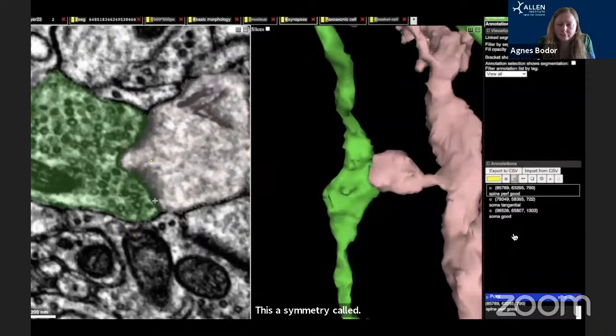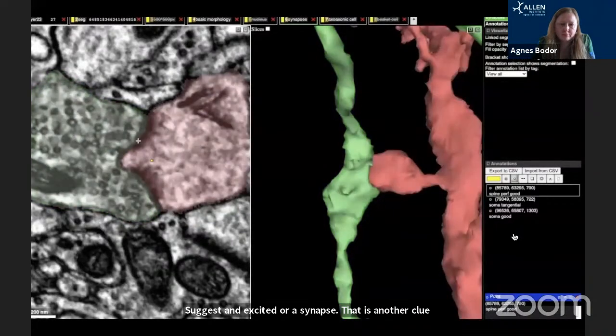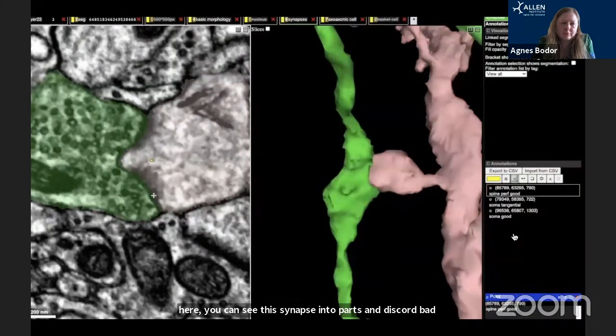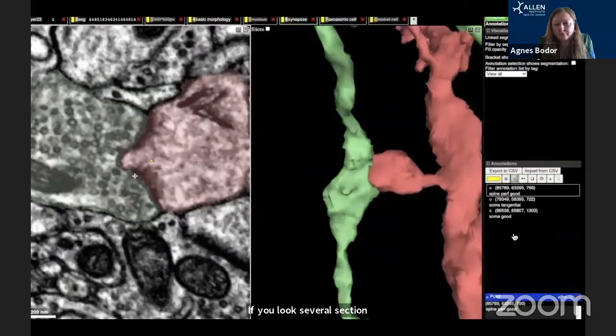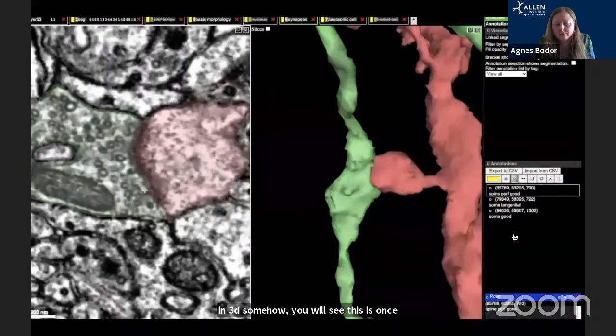There is another clue here. You can see the synapse in two parts, and this is called perforated synapse. If you look at several sections, or you can look at this in 3D somehow, you will see this is one structure, one synapse. It just has a shape that looks like two in a given cutting angle.